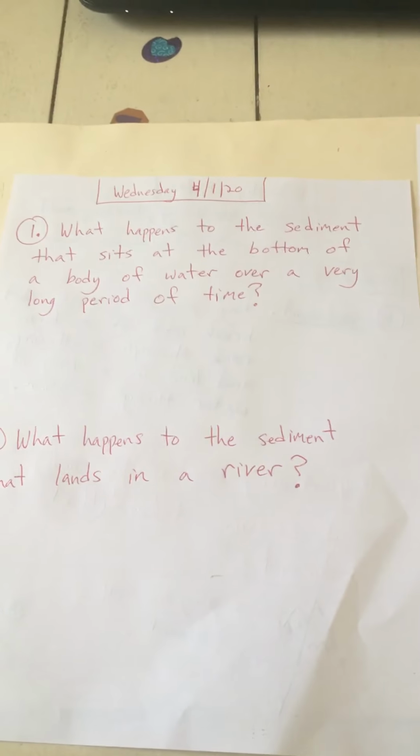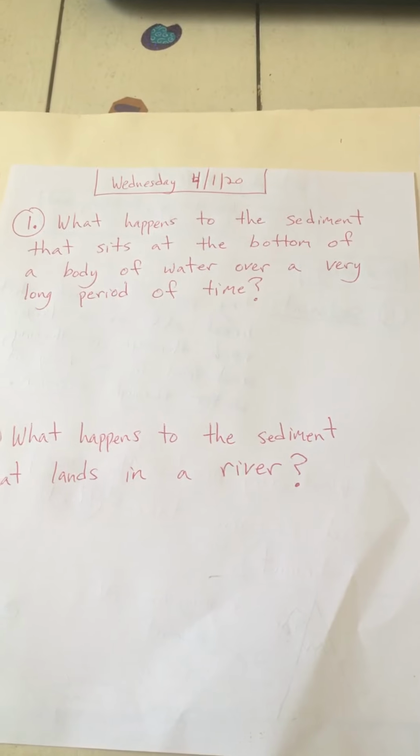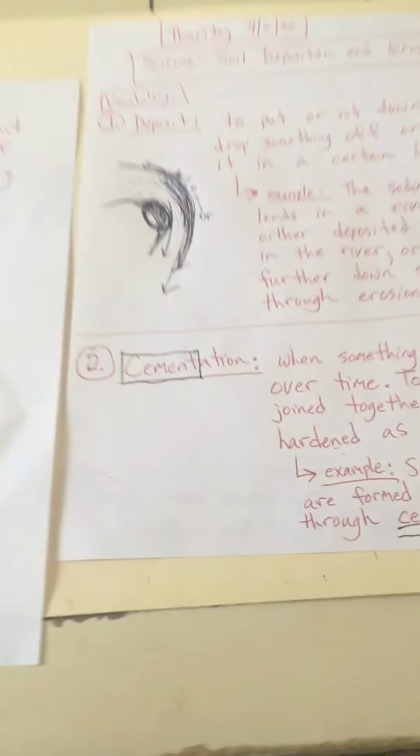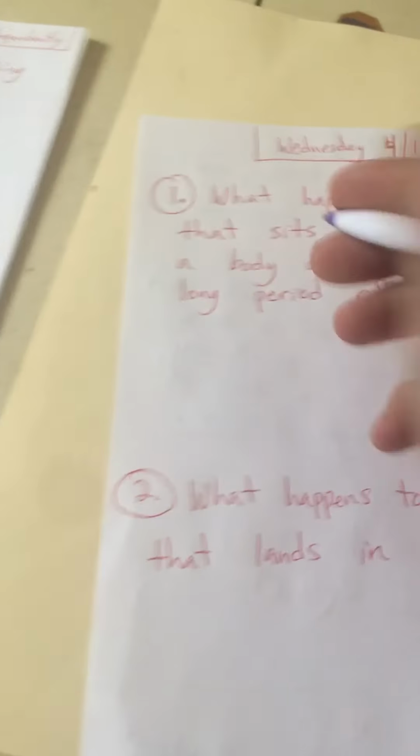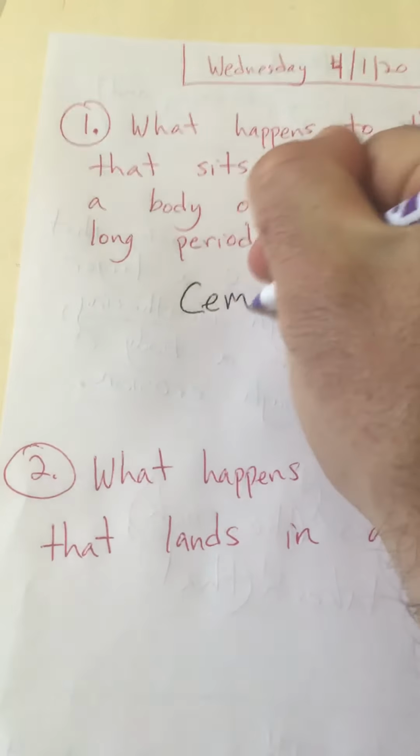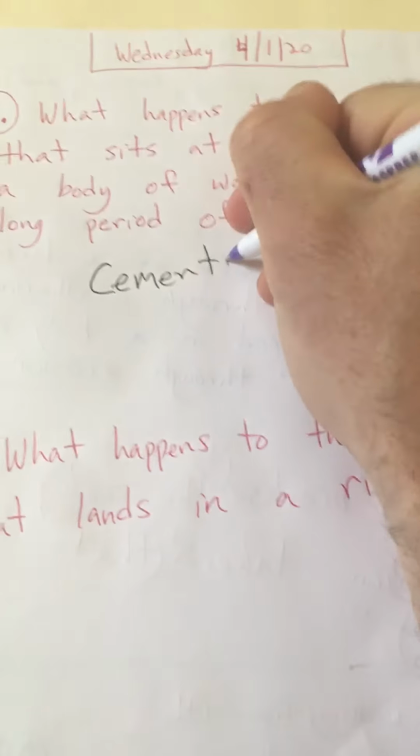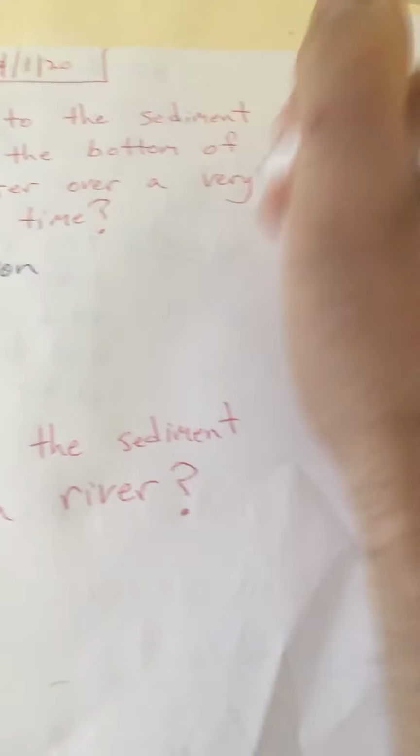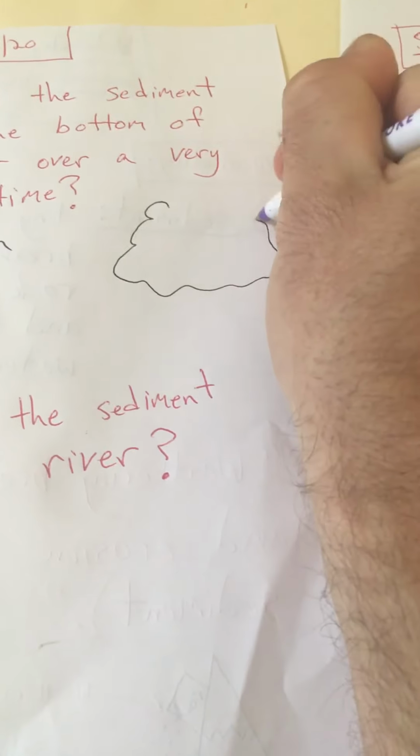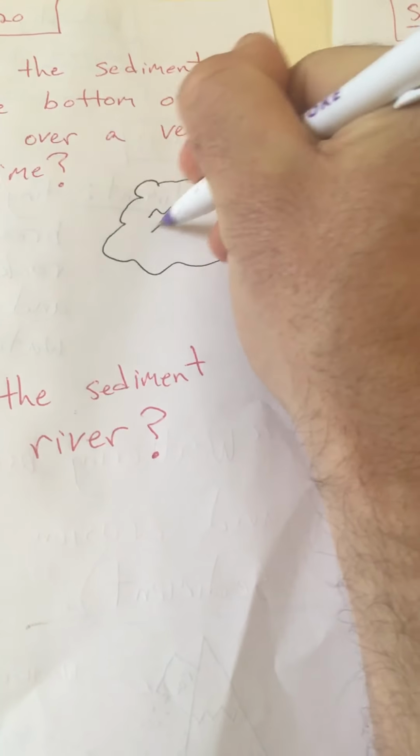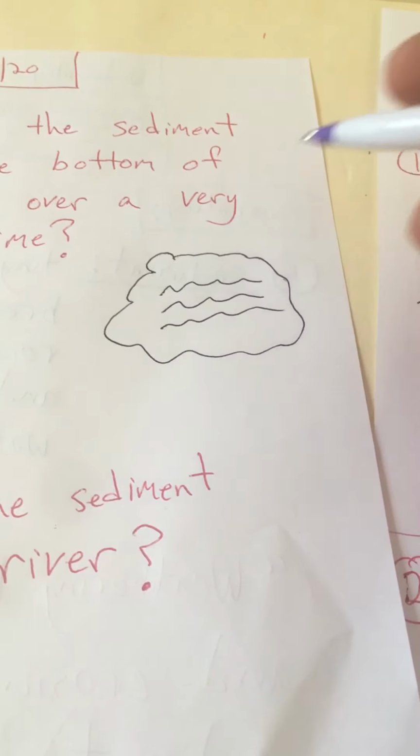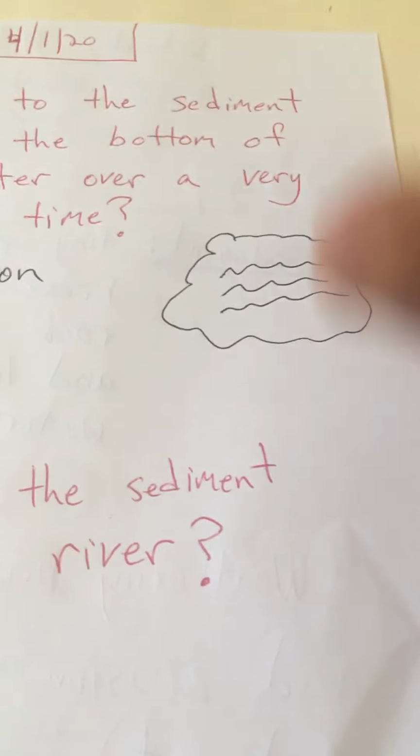Number 1 says, what happens to the sediment that sits at the bottom of a body of water over a very long period of time? And quite simply, what happens is cementation. And this we're going to just touch upon today, and we'll get more into it as we move on. So here is a body of water. It could be a lake or a pond or an ocean. It is a body of water.